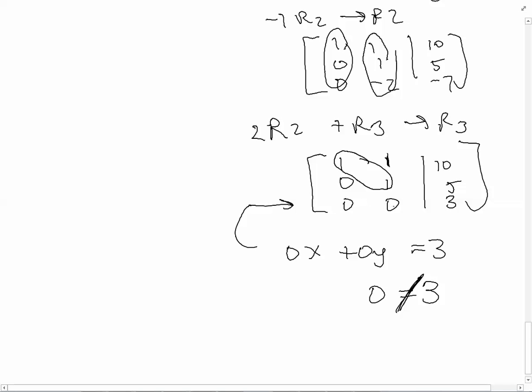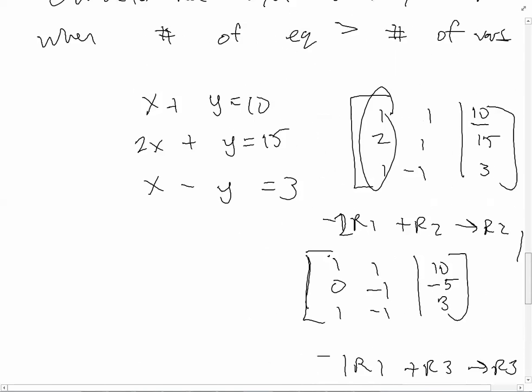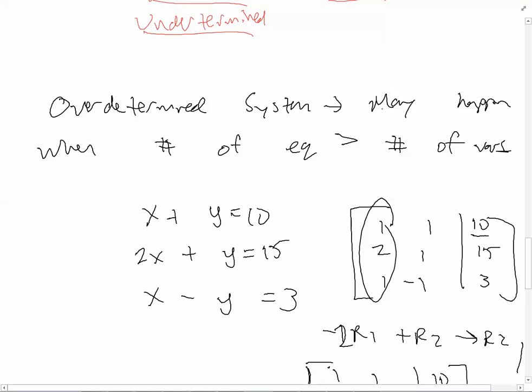And anytime your coefficients clear out but you have a non-zero constant, that's indicative of a non-existent solution. So we would conclude that there is no solution. And so we call this an overdetermined system because there are too many equations and there aren't enough variables, or more precisely, there is a fixed number of variables, but there are too many equations.